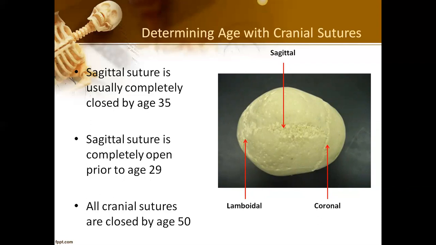Take a look there. There are two other sutures that are noted. The lambdoidal is toward the back of the skull, and the coronal is toward the front end of the skull. So when a forensic anthropologist looks at a skull where the sagittal suture is completely fused, we know that they are a particular age.